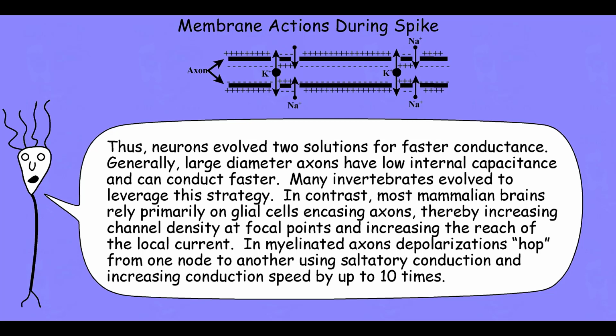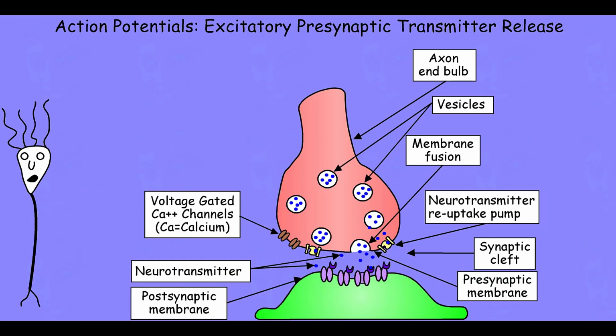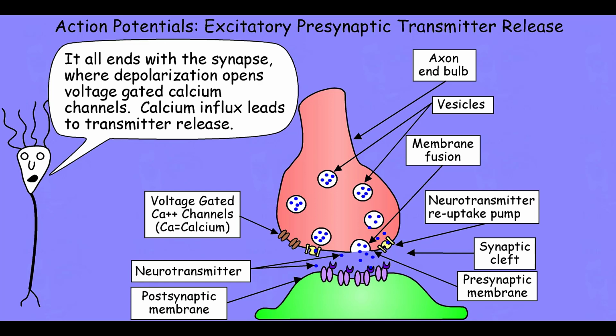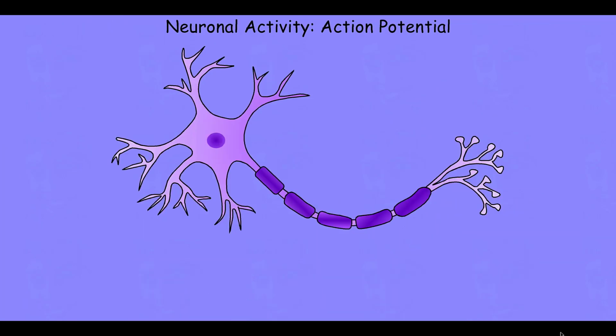Whatever the axonal action potential conductance speed, when the action potential reaches the axon end bulb, it has arrived at the synapse. The depolarization will open voltage-gated calcium channels. Calcium influx will then lead to neurotransmitter release by facilitating the fusion of vesicles to the presynaptic membrane of the axon end bulb, allowing them to release their neurotransmitter payloads. Let's end this lecture module by recapitulating the major steps of an action potential for our typical neuron.